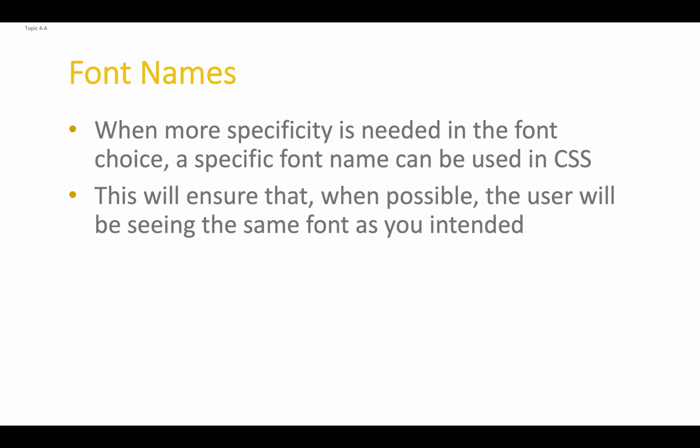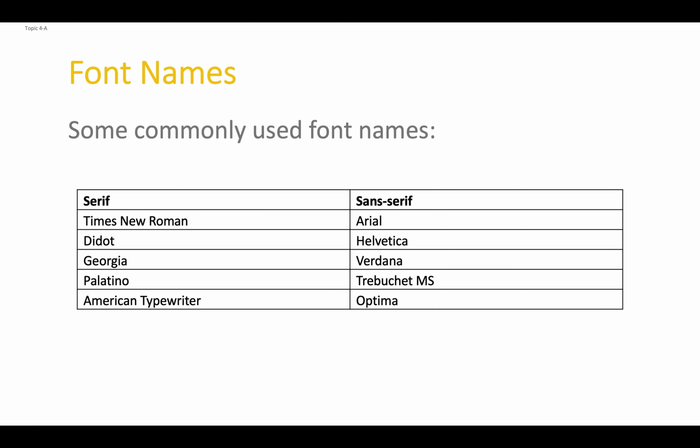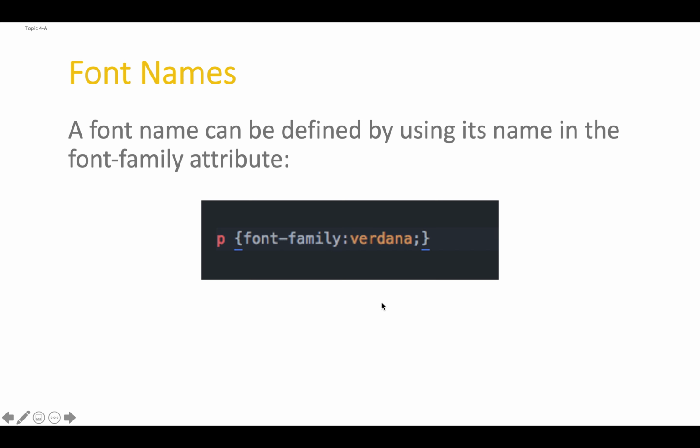When more specificity is needed in the font choice, a specific font name can be used in the CSS. This will ensure that when possible, the user will be seeing the same font as you intended. Some commonly used font names are Times New Roman, Didot, Georgia, Palatino, American Typewriter. Those are all serif. And then for sans serif, you have Arial, Helvetica, Verdana, Trebuchet, and Optima.